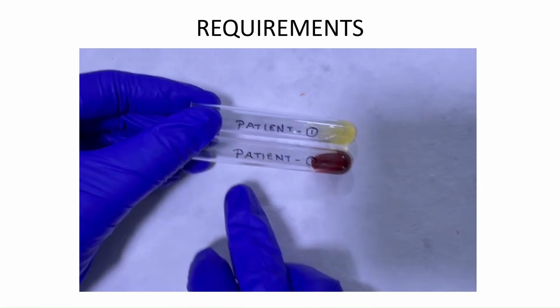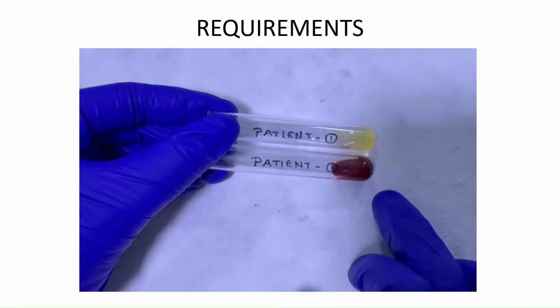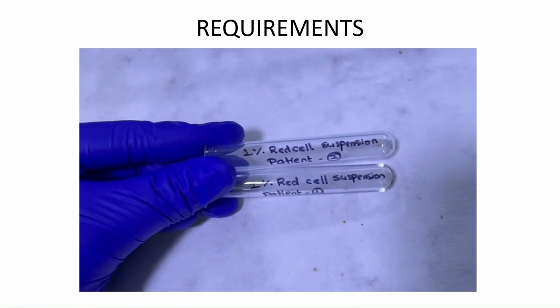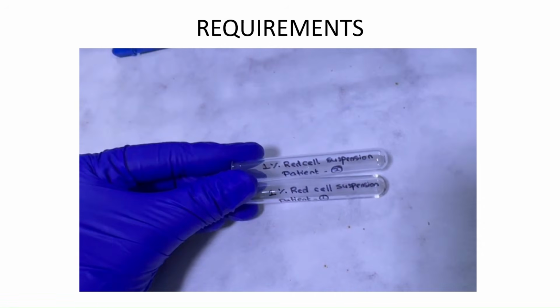Coming to requirements, today we will be performing the direct antiglobulin test and autocontrol for two different patient samples. For that, we will be collecting patient sample in EDTA vials, centrifuging, and separating red cells and serum into two separate test tubes. So this is patient 1. Similarly, we have done and taken for patient 2. Next, we have taken two clean labeled test tubes labeled as 1% red cell suspension for patient 1 and patient 2.